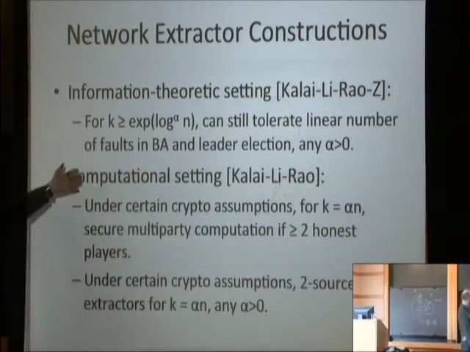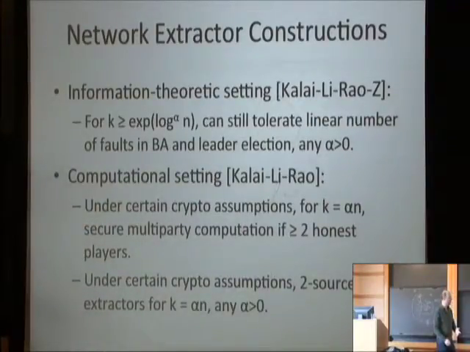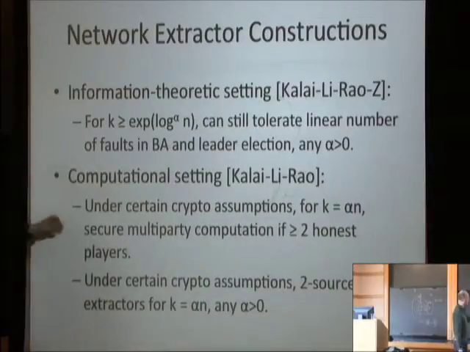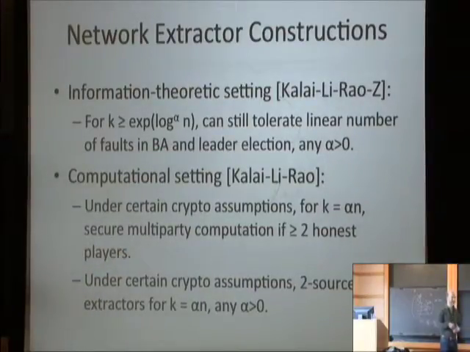And in the computational setting, you need certain cryptographic assumptions, which are pretty strong. They might be something like one-way permutations exist even if the input to the one-way permutation is a weak source. But under these assumptions, if you believe them, then you can get secure multi-party computation if there are just two honest players. And actually, these computational assumptions allow you to get a two-source extractor, so it's going in the opposite direction here.